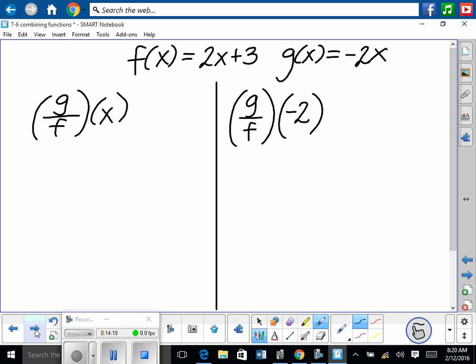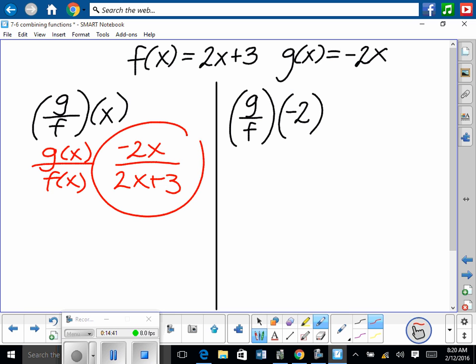Given f of x is equal to 2x plus 3, and g of x is equal to negative 2x, we're going to take g divided by f of x. We're really just doing g of x divided by f of x, right? So what goes on top? g of x, so negative 2x. What goes on the bottom is f of x, so that's 2x plus 3. Pretty easy, right? That is g divided by f of x.